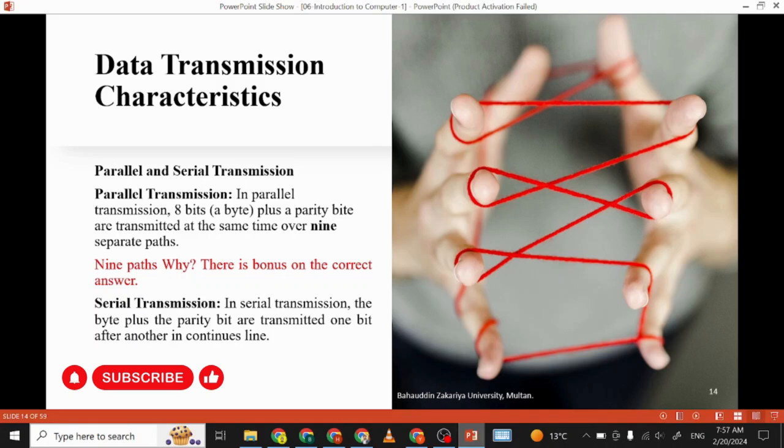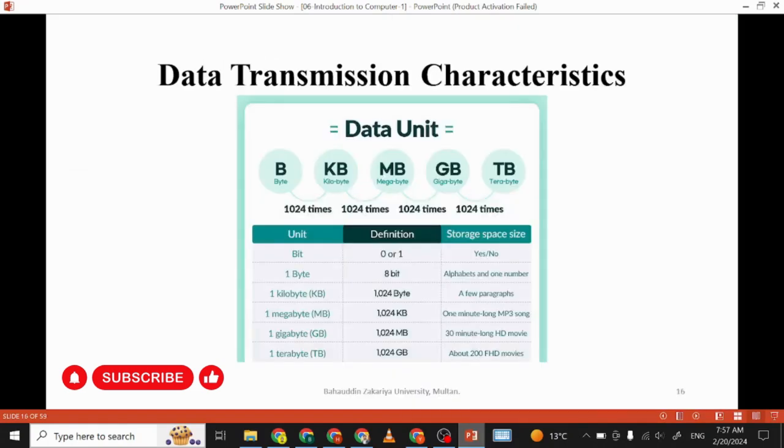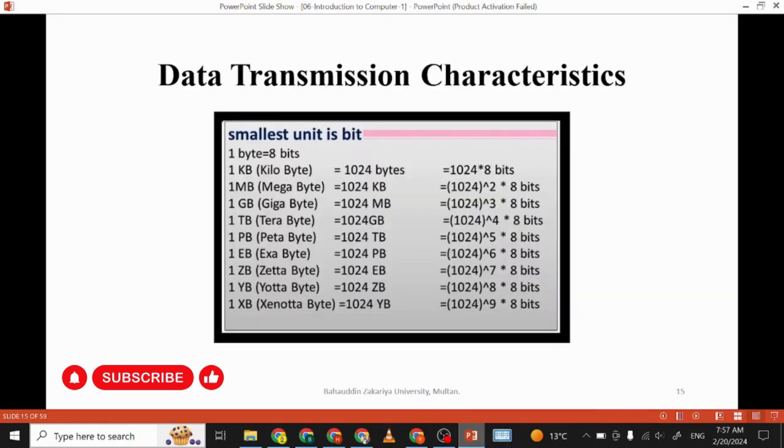Serial transmission. In serial transmission, the byte plus the parity bit are transmitted one bit after another in a continuous line. The smallest unit is the bit. 1 byte is equal to 8 bits, and so on.